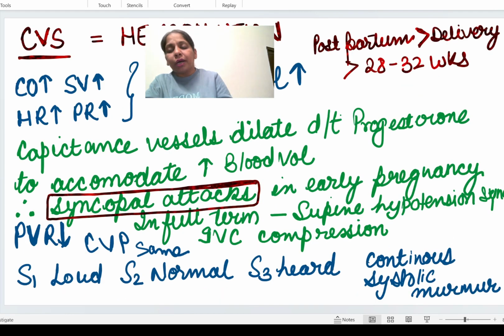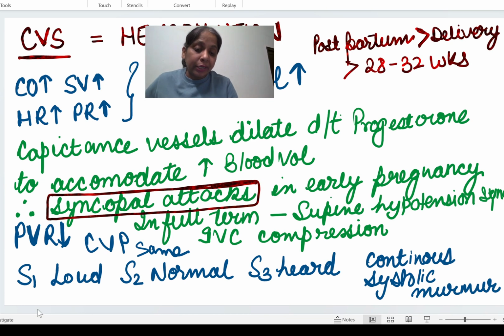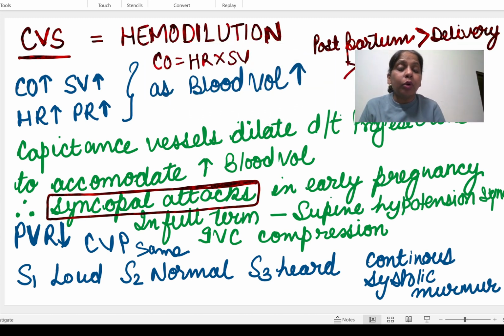Let us go to the CVS changes, the physiological changes in pregnancy. As we discussed just now, there is hemodilution. Due to the hemodilution, the cardiac output increases. Because whatever the increase is there in the blood volume, that has to be pumped from the heart. So an increase in the blood volume will obviously lead to an increase in the cardiac output.